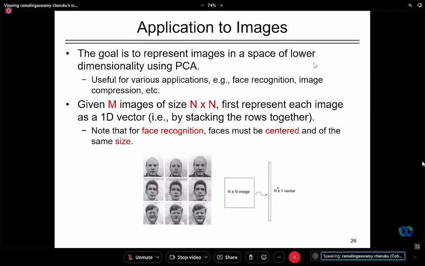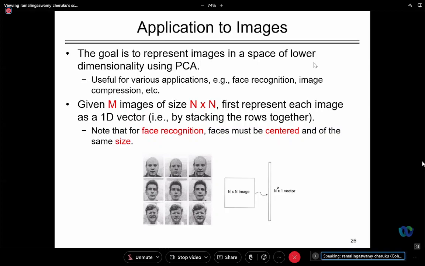Then image compression. Once you are able to represent the same image in a small number of dimensions, then our job is done, right? With those few features we can store the information, communicate the images, and also use it for image compression.